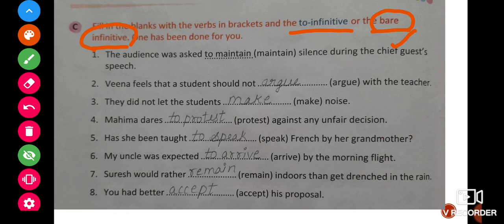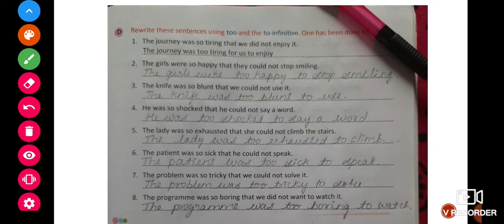For example, let. We saw that before bare infinitives, let is used. We have also seen that would rather is used before bare infinitives. Had better is used with bare infinitives. So remember those words and this will be easy.